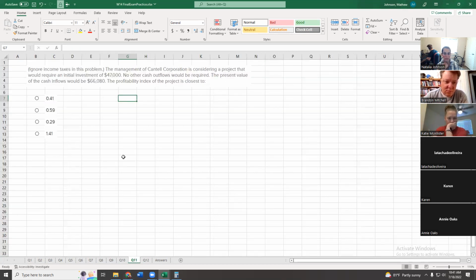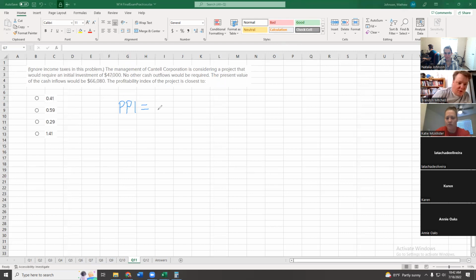Okay, so they're considering a project that would require an initial investment of 47,000. No other cash outflow will be required. And the present value of the cash flow will be 66,080. The profitability index of the project is closest to... So who remembers the project profitability index formula?